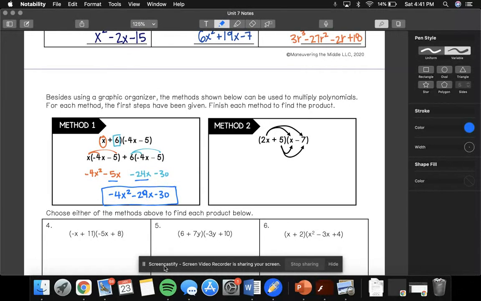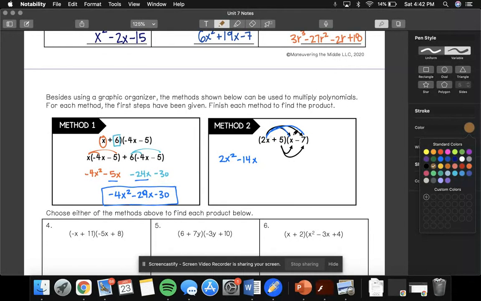My preferred method is actually just thinking of this as distributing, and I just think of it as distributing multiple times. So what I do is I take 2x and I distribute it to the second set of parentheses. So 2x times x would become 2x squared. Okay? Then 2x times negative 7 would become negative 14x. Okay?